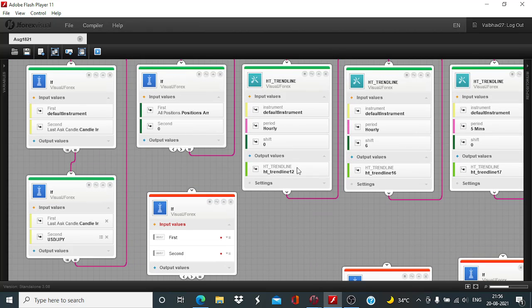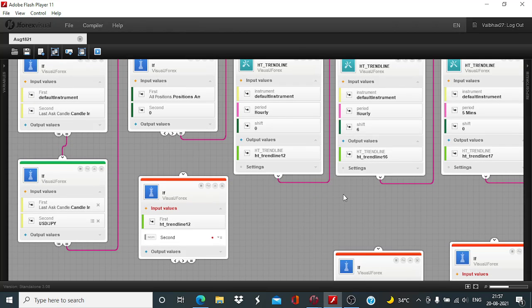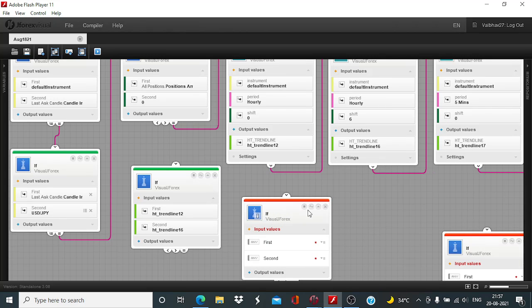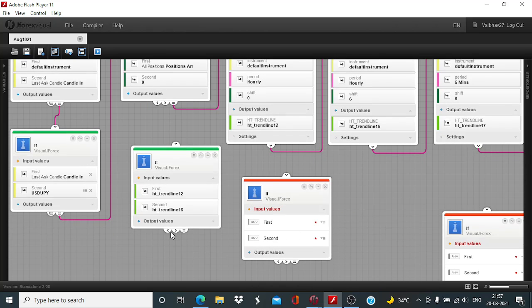The current hours straight trend line needs to be less than the trend line output 6 hours back. So first input less than second input.